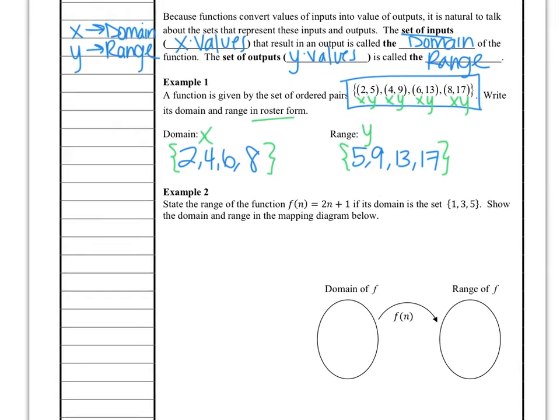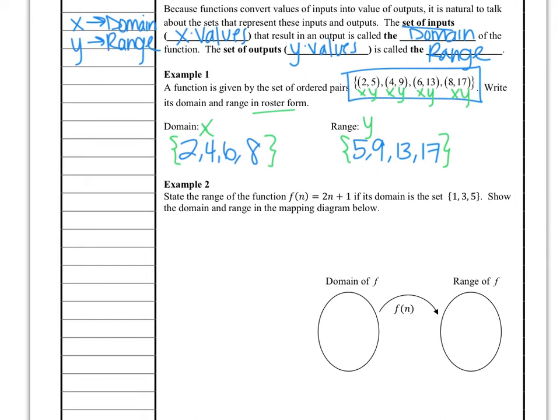Moving on to example 2, it says state the range of the function f of n equals 2n plus 1 if its domain, so again, x values, are 1, 3, and 5. So the domain we can list 1, 3, and 5, and then we're going to find the range. It is asking us to show it as a mapping. So like when we input 1, what's the output? So again, inputs are domain, or x's. Outputs are the range.